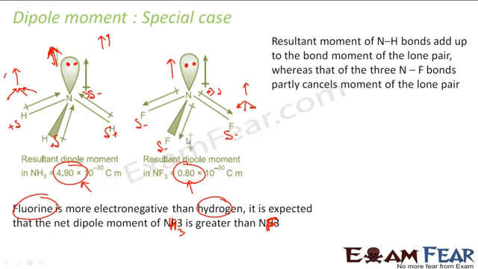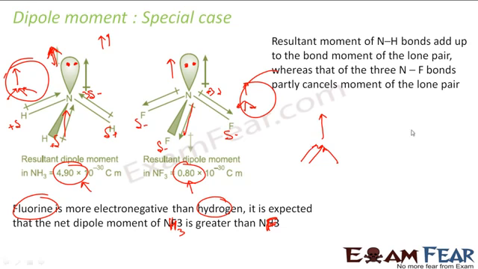So the dipole moment of the individual bond matters, but the arrangement also matters, right? Because of the arrangement, NH3 has more dipole than NF3. But the fact is, this dipole strength is more than this dipole strength. Because of the arrangement, the whole thing changes. I'll explain once again. In case of NH3, my dipoles are like this. The NH dipoles, and this is my dipole for the lone pair.